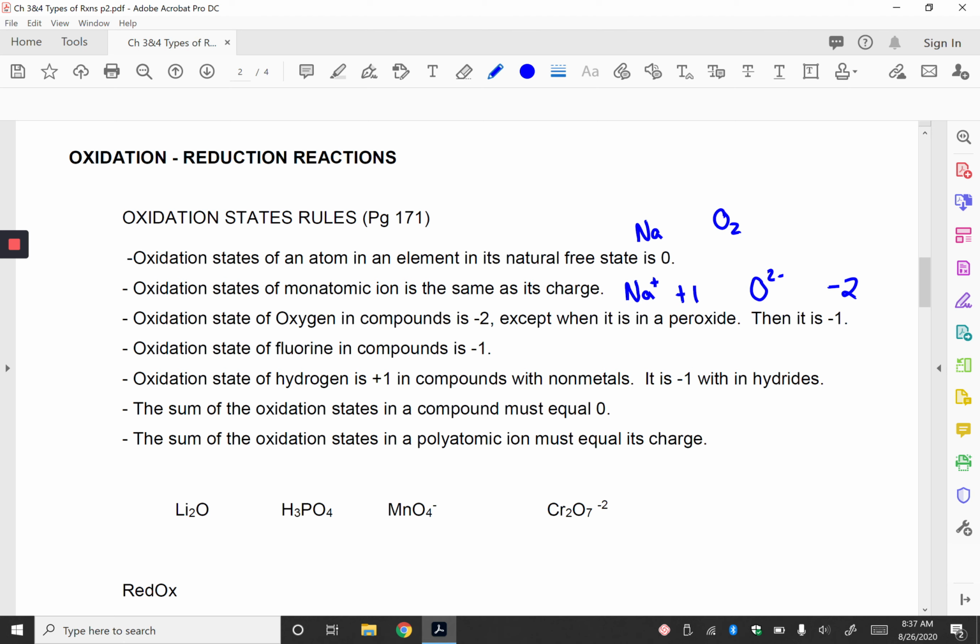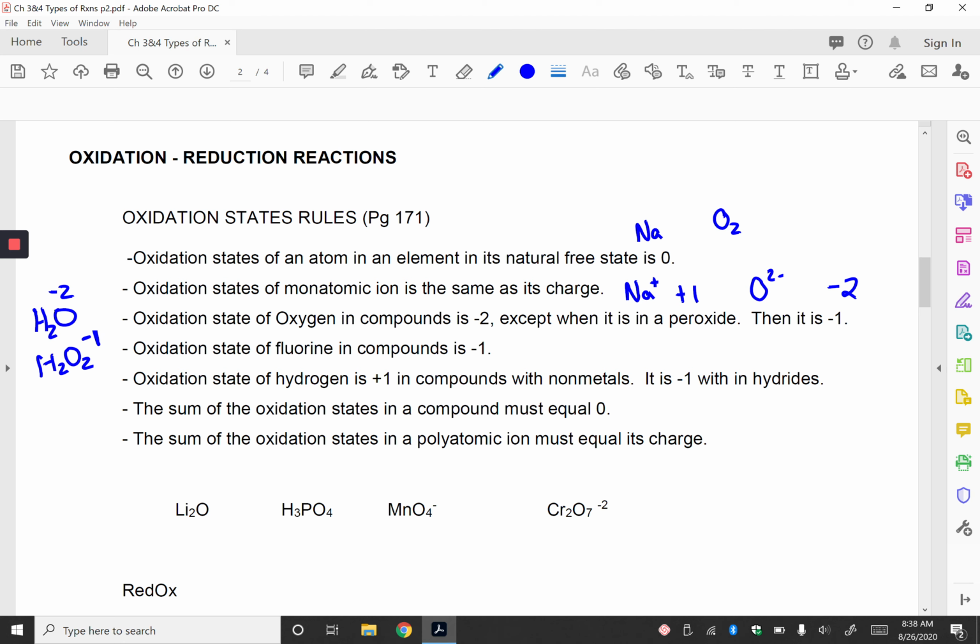The next rule says the oxidation state of oxygen in compounds is -2, except when it's in a peroxide, then it's -1. So for example, let's say I have water, H2O. Then in this case, the oxidation state of that oxygen is -2. However, if I have a peroxide, and usually the most common peroxide that we know of is H2O2, then in this case, the oxidation state of this oxygen is just -1.